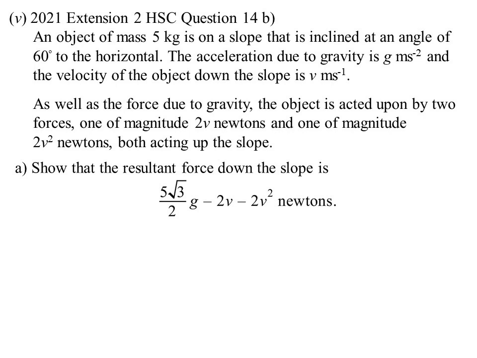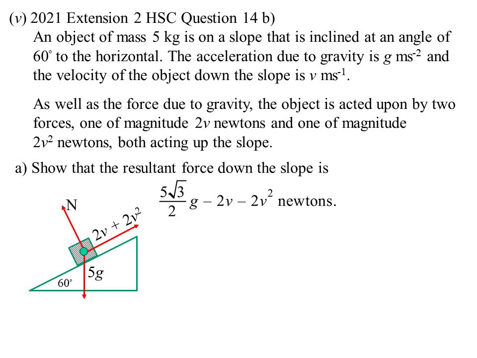Okay, let's draw a picture. There's our block. We have gravity of 5g. We know we have this resistive force, and I have combined it into one, because you've got these two. May as well think of it as 2v plus 2v squared. I'm also going to have a normal force at right angles to the plane. It's in contact. So I know that's there too.